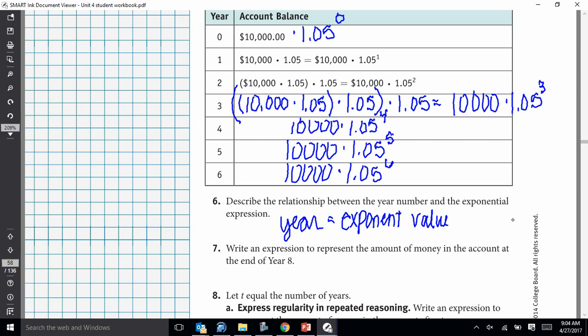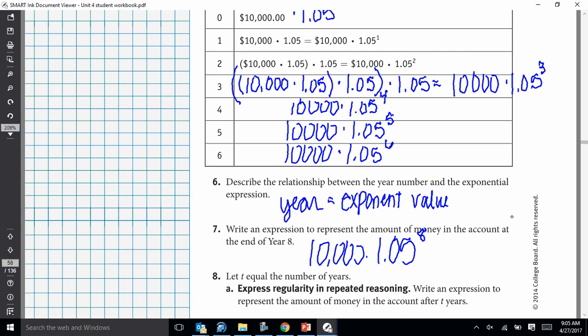Alright, so it says write an expression for the amount of money that she'll have in her account after year 8. So how would that equation look? Alright, so Jordan said 10,000 times 1.08 to the 8th. Do we agree or disagree? And here's some grunts. Take it as we can agree. Alright.